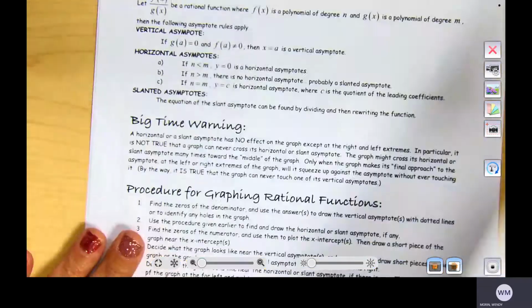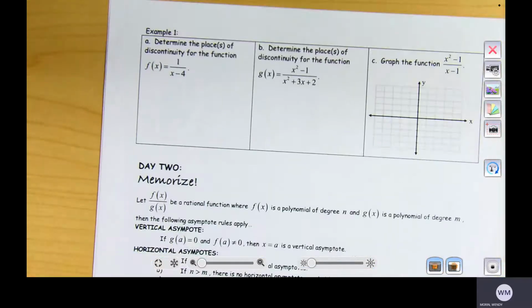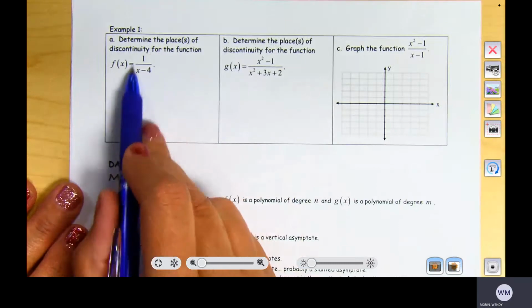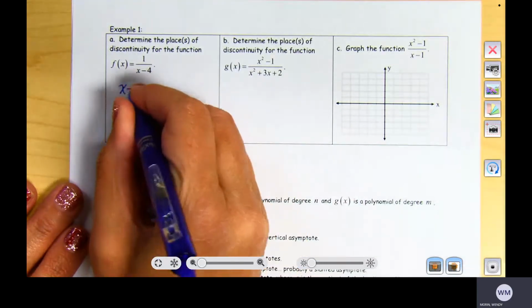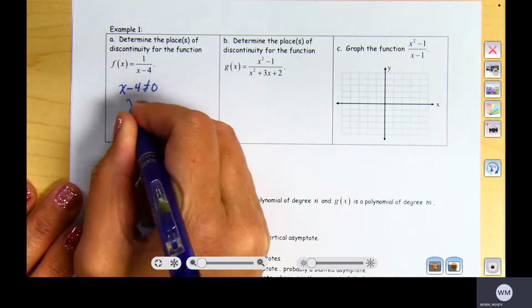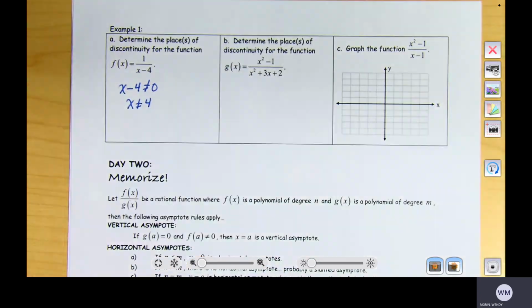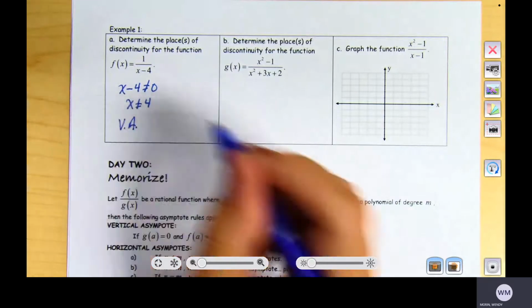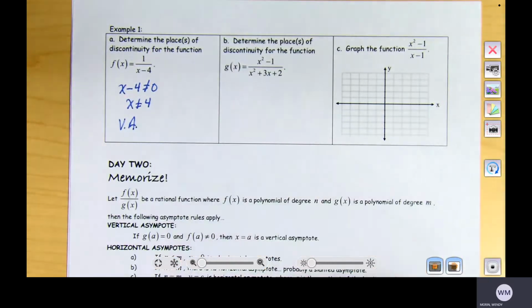All right. Let's see what we have next. Take a look at example number 1. Determine the places of discontinuity of the function. Okay, rational function cannot be reduced. Your denominator cannot equal 0, so x cannot equal 4. Now, is that going to be a hole, or is that going to be a vertical asymptote? Well, it's going to be a vertical asymptote, because again, I didn't cancel anything.